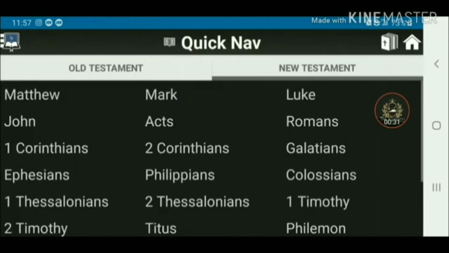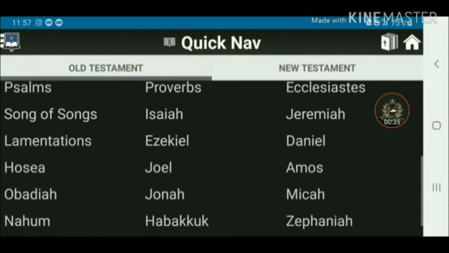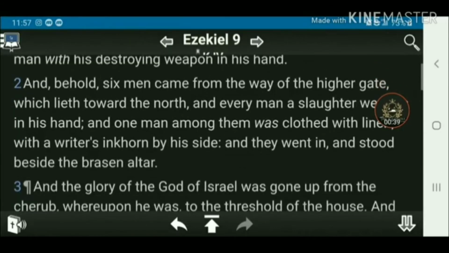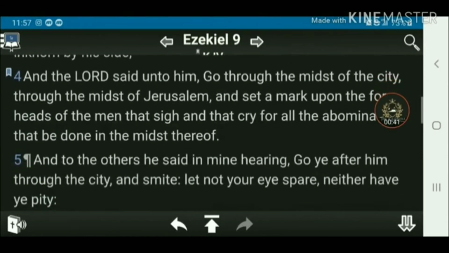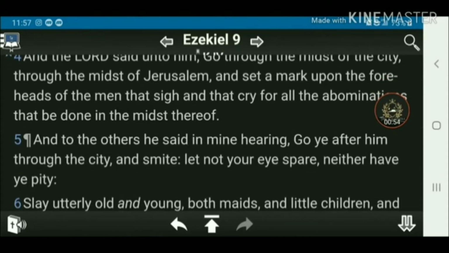Let's go get that precept in Ezekiel right quick, so we can see what that mark is. This is Ezekiel, the 9th chapter, in the 4th verse. And the Lord said unto him, go through the midst of the city, through the midst of Jerusalem. And you know Jerusalem is a people before it's a place. And set a mark on the foreheads of the men. Didn't the scripture say all the men? Okay. So the 144,000 did not consist of women.